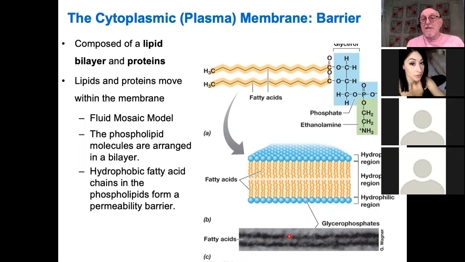Here you can see an electron micrograph of this membrane. And the space in the middle here, this is all the fatty acids facing into one another like that. On the outside here, these dark lines, these are the sugar phosphate heads.